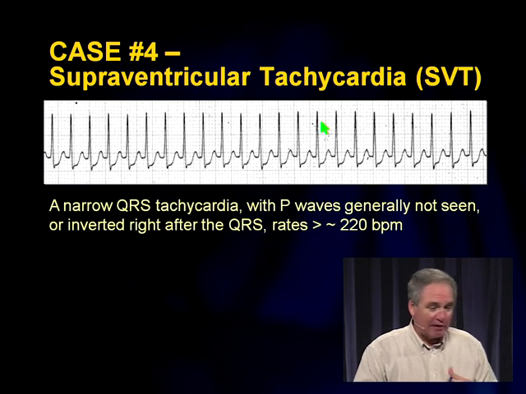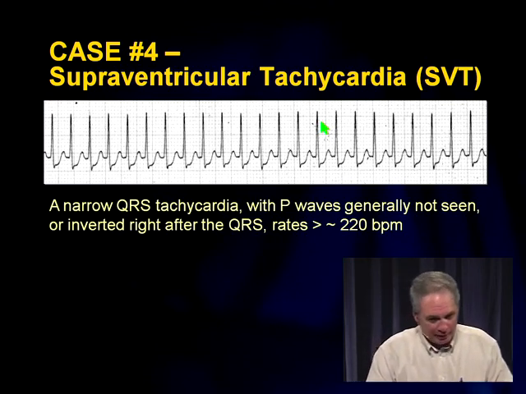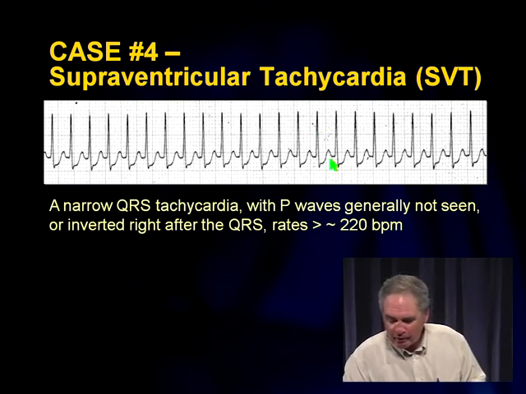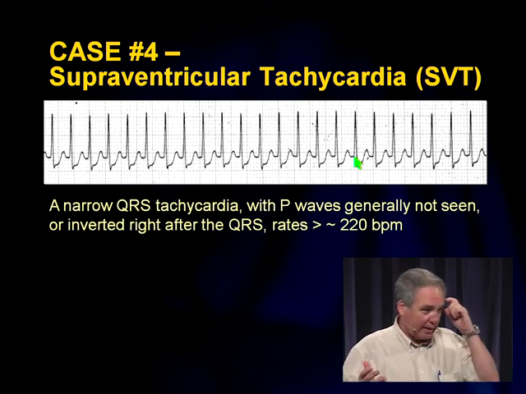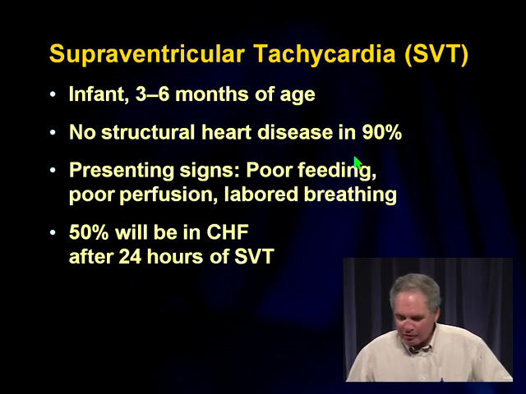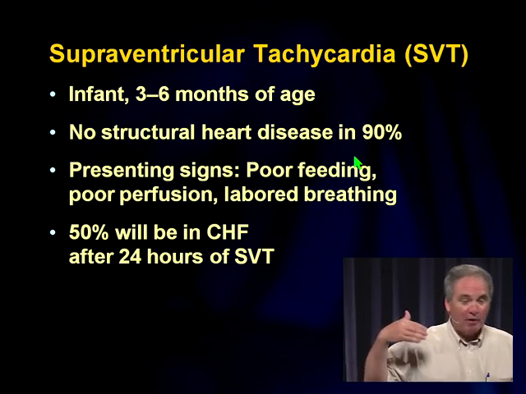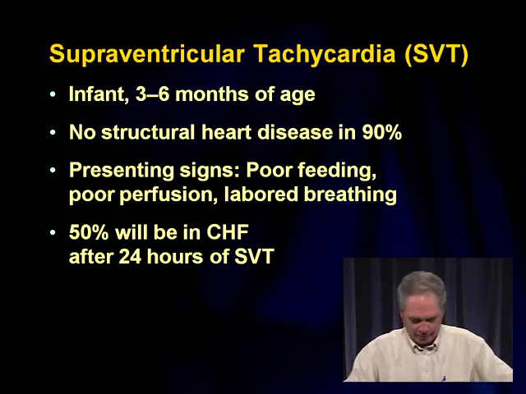I've seen sinus tachycardias of 190, 200, 210, not 280 or 300. And notice, I don't really see P waves before each of these QRSs. This is supraventricular tachycardia. Supraventricular tachycardia, most common age of occurrence, 3 to 6 months of age. It can happen anytime. It can happen to me right now. But the most common age is 3 to 6 months of age.